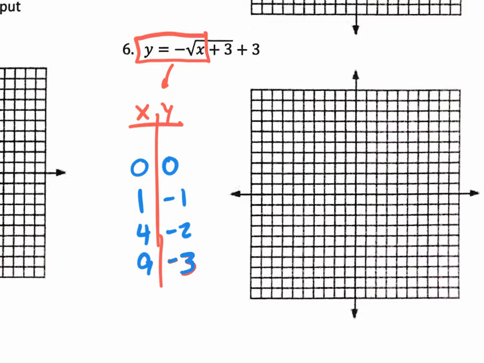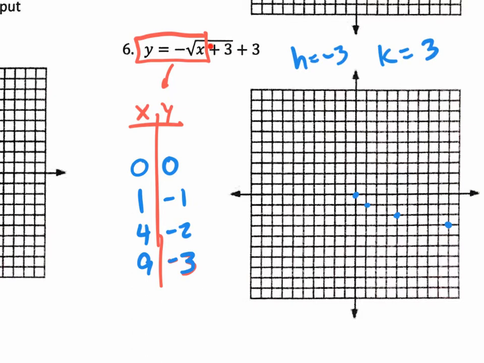So if we graph these coordinates, 0, 0, 1, negative 1, 4, negative 2, and 9, negative 3, you end up with those points. But that's not your final graph. You see, your final graph needs to take these coordinates and shift them according to h and k. What is your h and what is your k? Negative 3 and positive 3.